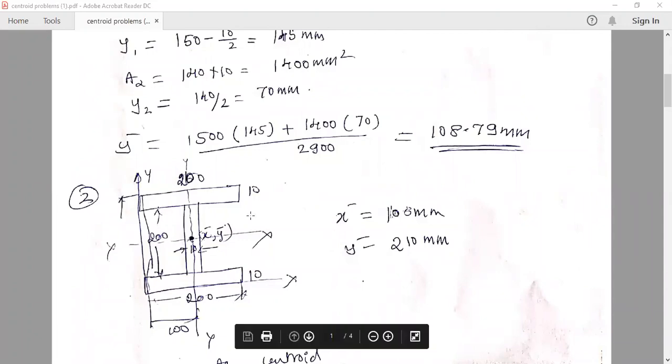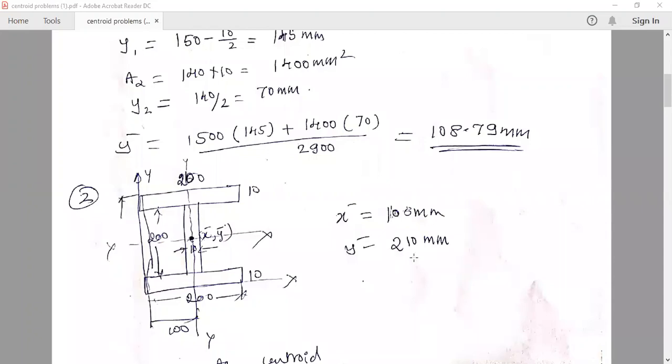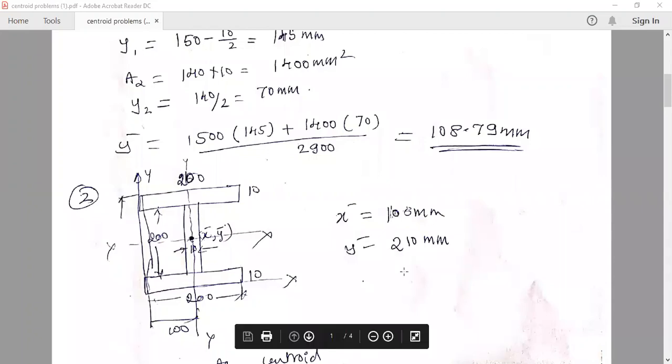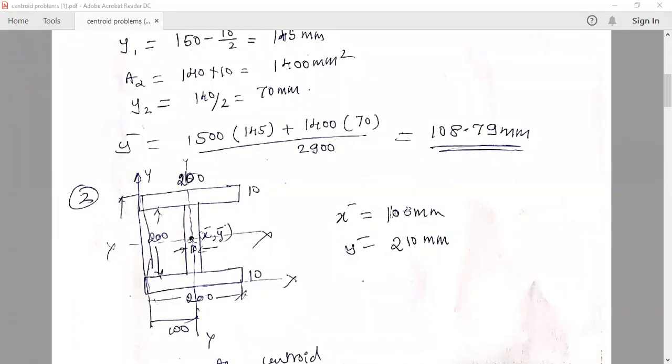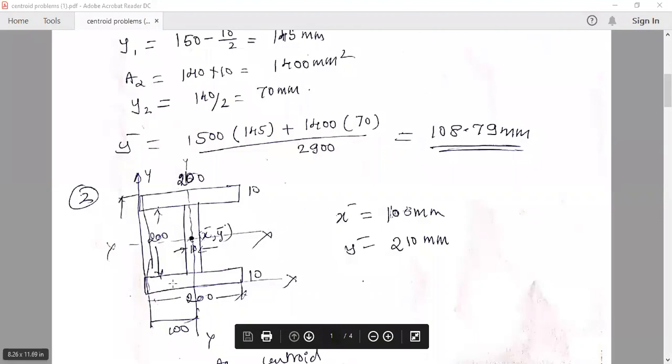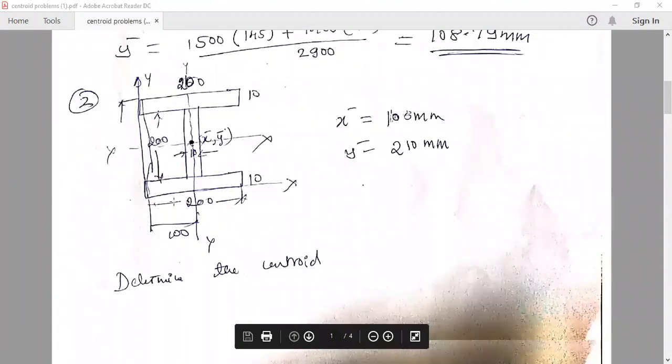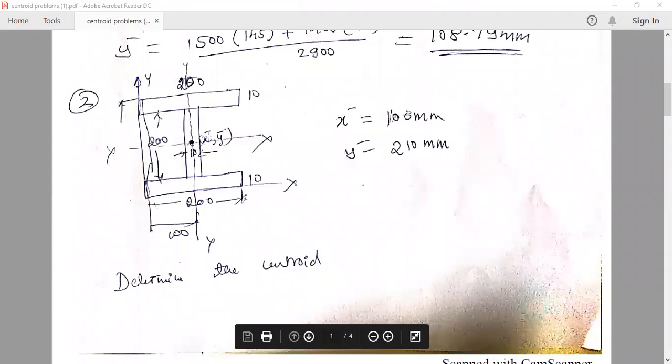y bar equal to 200 plus 10 plus 10, 220 is the total depth. 220 divided by 2, that is 110 mm. It should be 200 plus 20 divided by 2. So it is 110. 100 and 110, this will be the centroid. We need not find it out because symmetry exists in the given problem. So like this we can find the centroid. If at all symmetry exists, then exactly at the center where the two axes are meeting, the centroid lies. If there is no symmetry, then we'll have to look further.